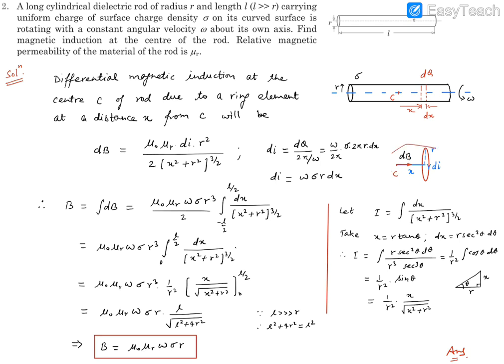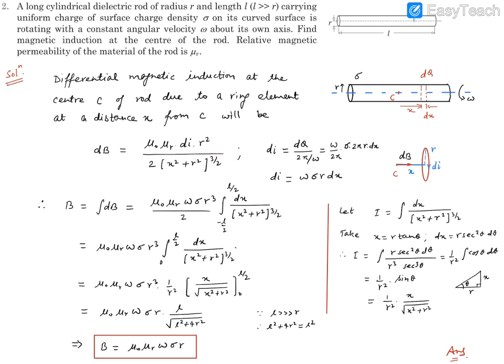We know the formula for dB as a standard result: mu naught mu r, into the current, into the radius square, divided by 2 times x square plus r square raised to power 3 by 2, where x is the distance from the center and r is the radius, which is given to us. You must be aware of this formula.